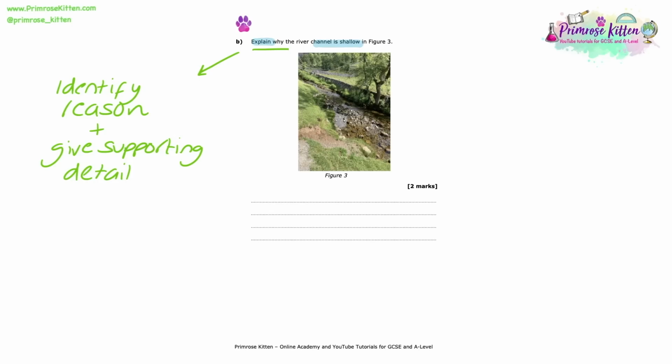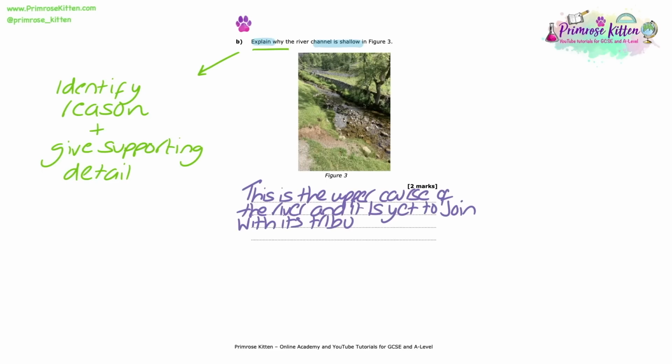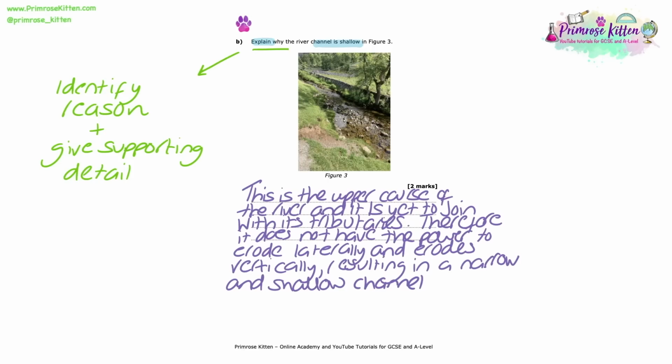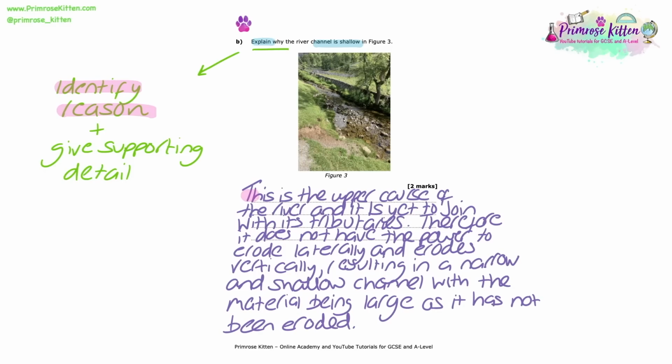A possible response to this question might start off by identifying the reason that this is the upper course of the river and it is yet to join with its tributaries. It might then go on to provide supporting detail that reads, therefore it does not have the power to erode laterally and erodes vertically, resulting in a narrow and shallow channel with the material being large as it has not been eroded.